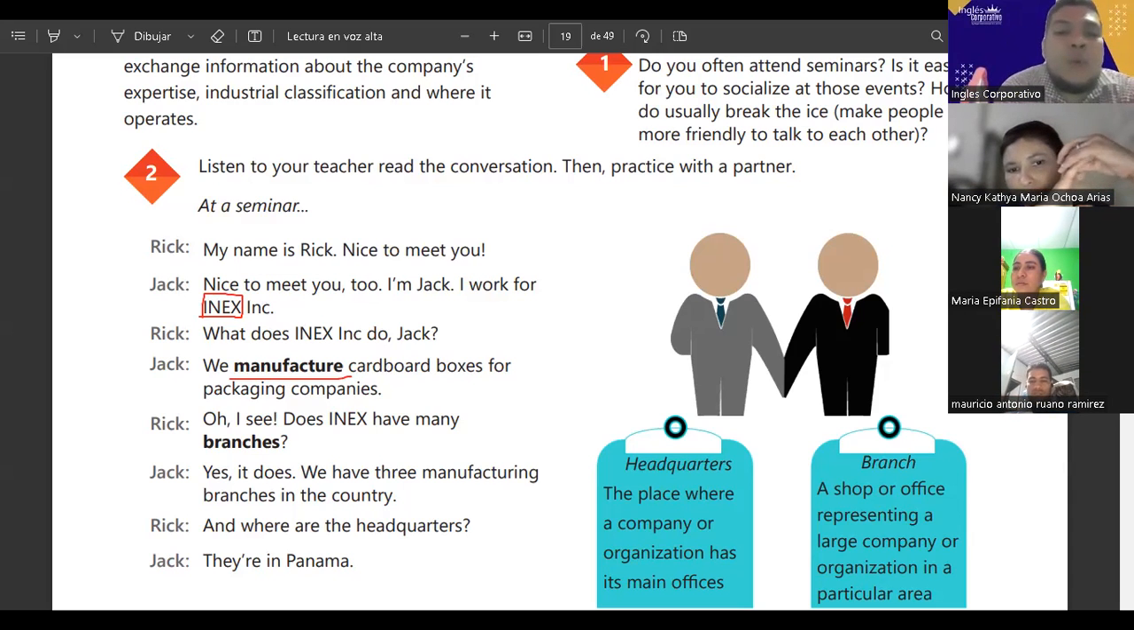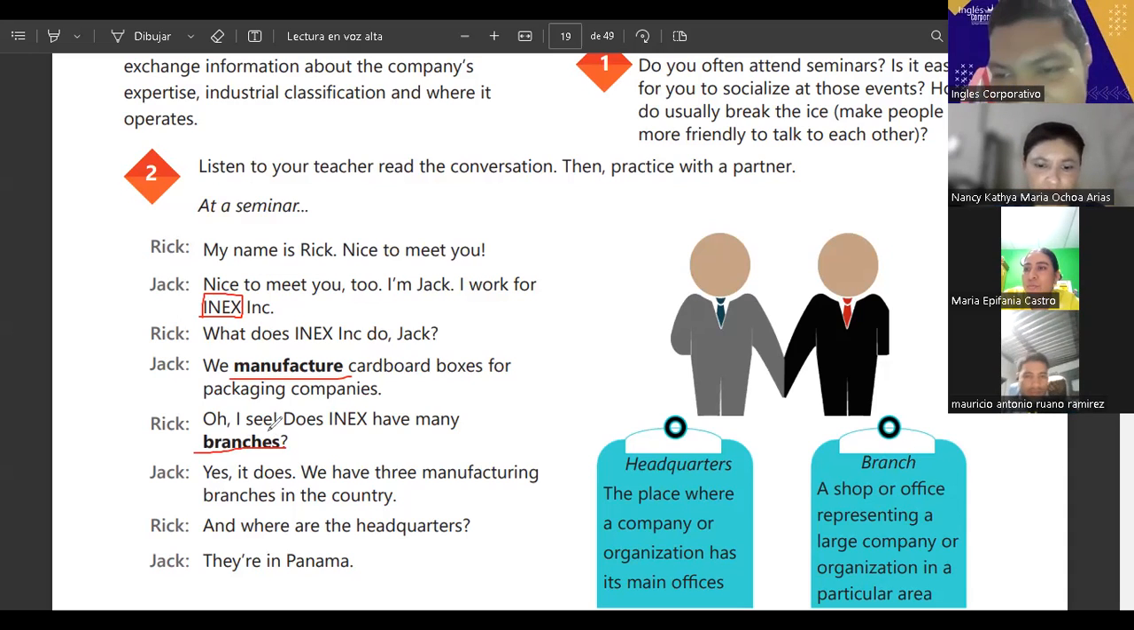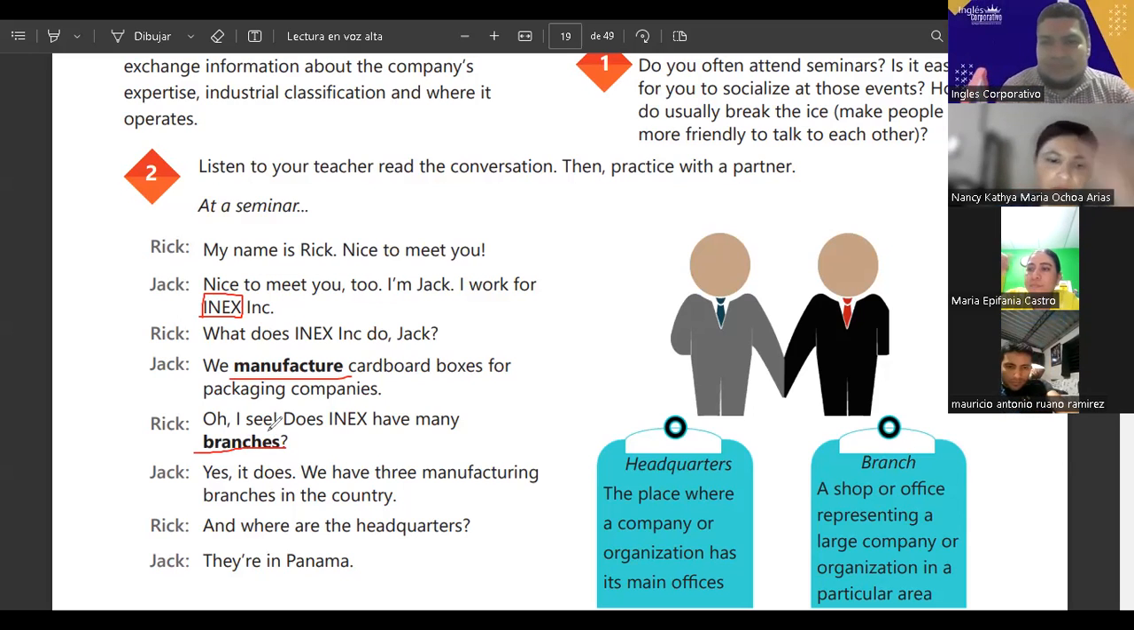And what about the next one that we have right here? Everybody repeat it with me. Branches. There you go, excellent. What is a branch? Sucursal. That is correct. It's a place like, for example, we have a Papa John's and you have different branches, a branch in Metro Centro, Galerias, Plaza Mundo, etc. So the branch is right here.